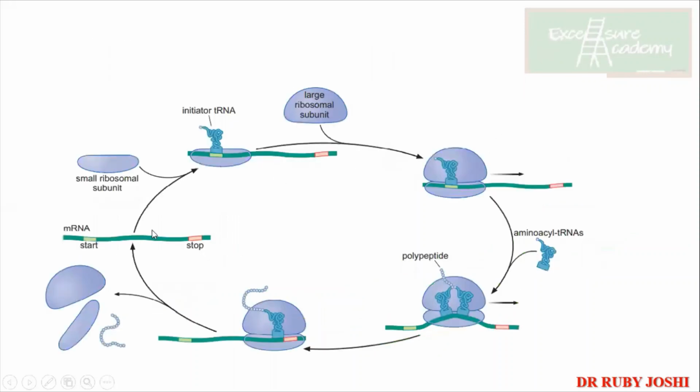You can see the mRNA is there, start and stop are there. First the small ribosomal subunit comes, then the first initiator tRNA carrying the methionine amino acid comes, then the large subunit comes, then the rest of the amino acid tRNAs come and carry out the translation. Once the polypeptide chain is released and it reaches the stop codon, what will happen? Both the small and the large subunits get released. Again, these subunits will go and bind to another mRNA and start the translation. So this entire process is known as the ribosome cycle.